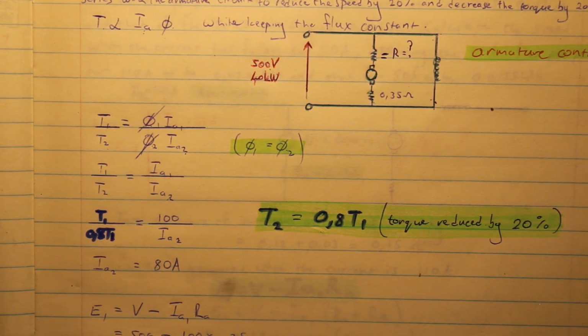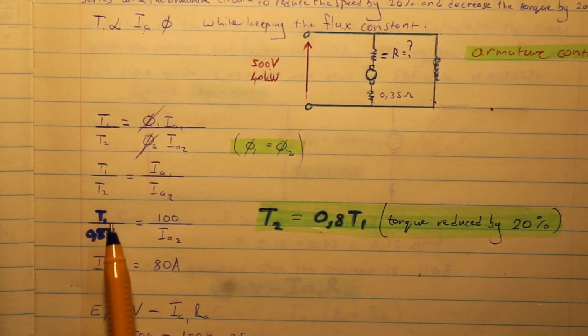Okay, so what that means is it's 20% less than T1. So another way we can write that is T2 equals 0.8 times T1, or you could say 80% of T1. So that's why we wrote 0.8, because it's 80%, 20% reduced.